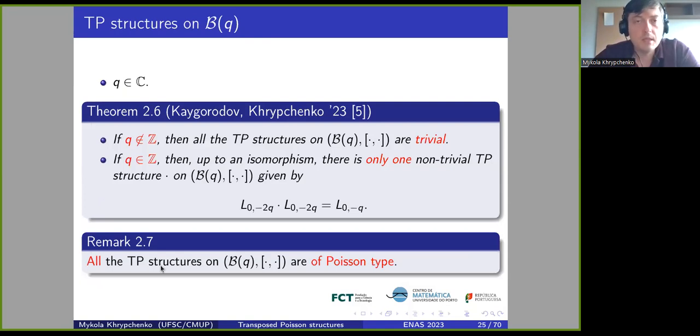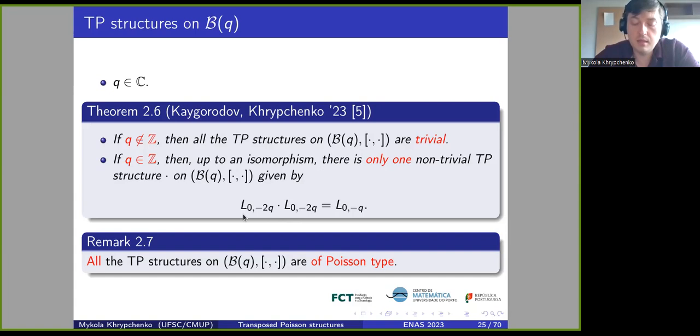Okay, let's see what the TP structures are on these algebras. First of all, on B of Q. If Q is non-integer, then all of them are trivial. If Q is integer, then we have only one, up to isomorphism, non-trivial TP structure, and it's given by the following multiplication table.